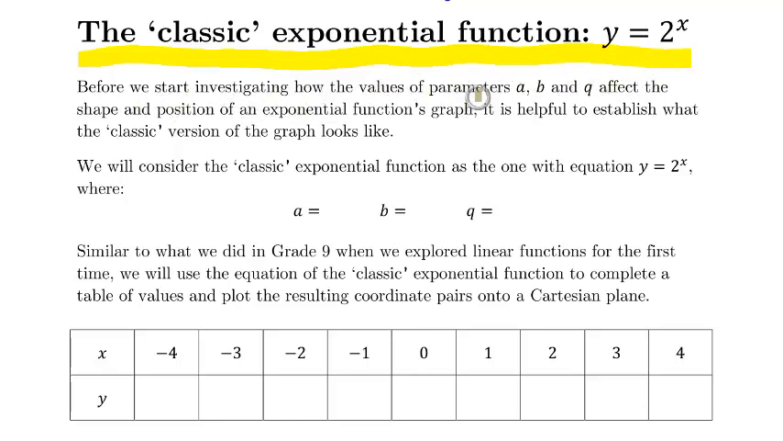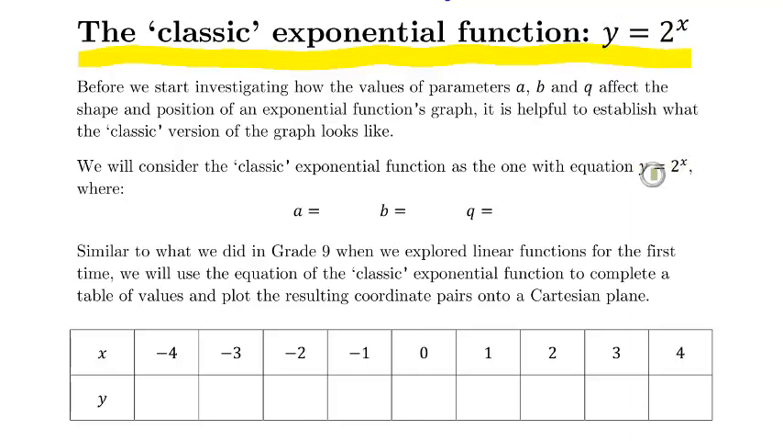Before we start investigating how the values of parameters a, b, and q affect the shape and position of an exponential function's graph, it is helpful to establish what the classic version of the graph looks like. Guys, I'm just calling this the classic version, okay? There's no universal agreement that we call y equals 2 to the x the classic one, but I'm going to call it the classic version because it's probably the most basic exponential function we get.